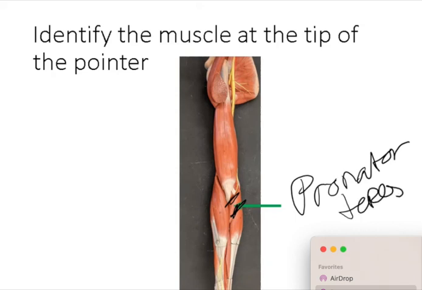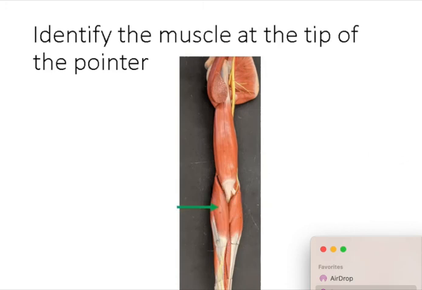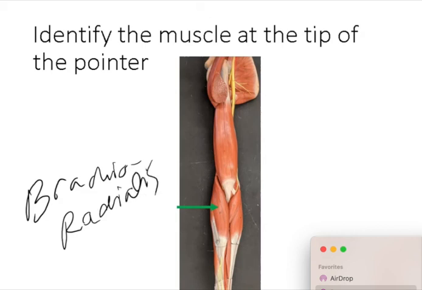Teres major and minor are going to be up here, so pronator teres is right here. The other muscle, this large one right here, is the brachioradialis. Remember I told you that brachialis is in the upper arm, and brachioradialis is on the lower arm, because it goes down by the radius. Radialis. So this is the brachioradialis.